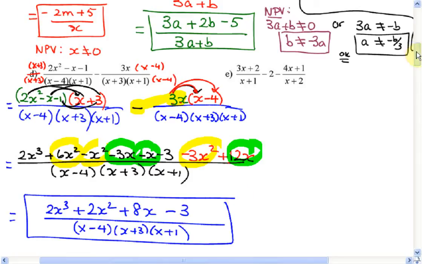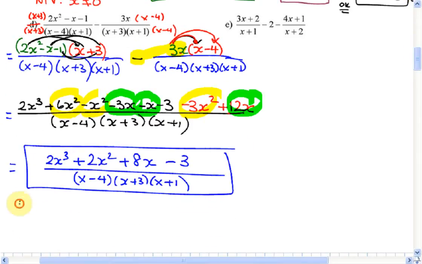But I guess this question is still not done because I need you to tell me what the NPVs are. Somebody help me out. Where do we find them? The denominator equals 0. So you're really saying make x minus 4, x plus 3, x plus 1, and this can't equal 0. So what's one value of x that can't be 0? Well, from here, I guess you can say x minus 4 can't be 0, so therefore x can't be 4.